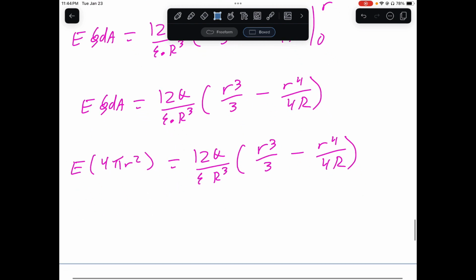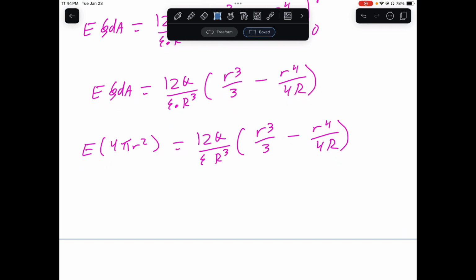Okay, great. Is there anything I can do with this mess? Yes, there is. I'm going to cancel that, so then that becomes r to the first power, and then that becomes r to the second power. That's not bad. So if I divide it over the 4, that would be 3. And then I've got a pi as well.